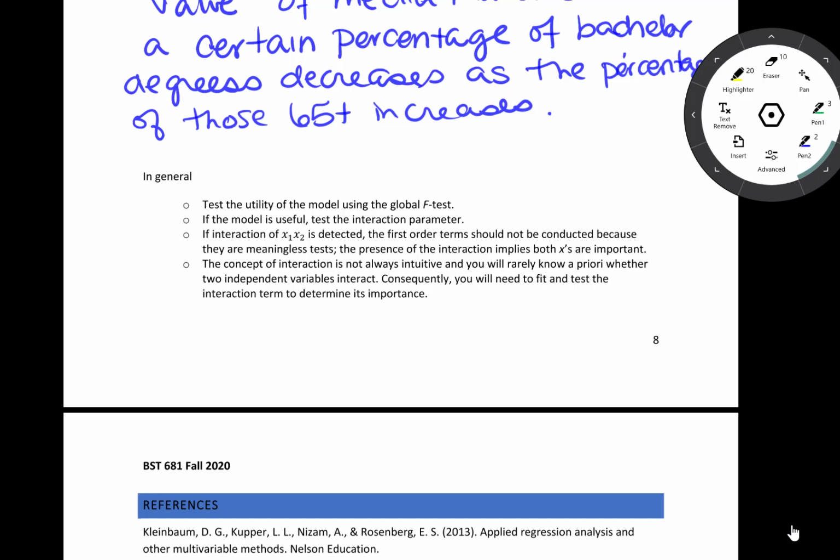The concept of interaction is not always intuitive, and you are not going to rather know a priori, or beforehand, whether the two independent variables interact. So the choice to include an interaction in a model should not be based on whether or not you think a priori these variables interact. We want the data to tell us whether or not there is an interaction present. Because of this, you're always going to need to fit and test the interaction term to determine its importance. We can't just decide that beforehand.